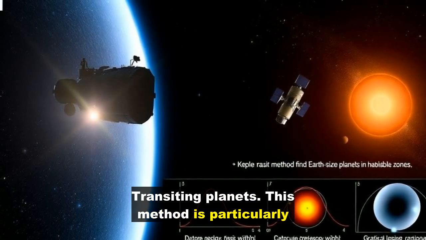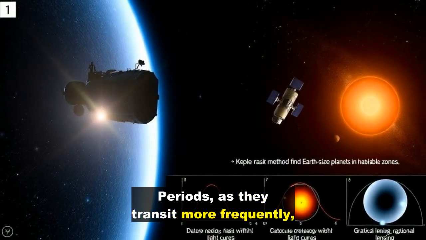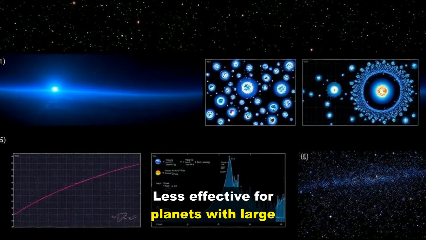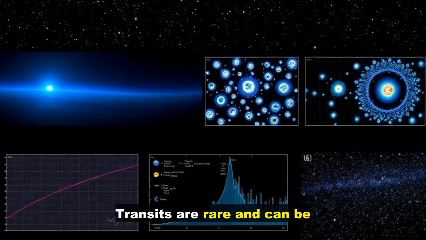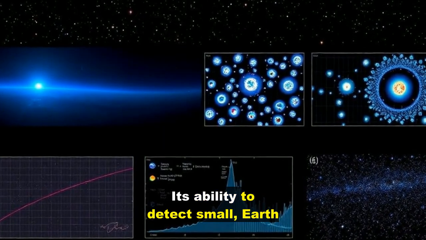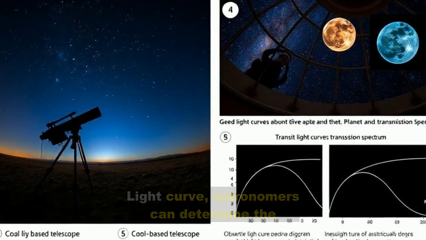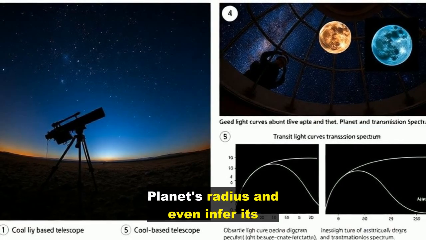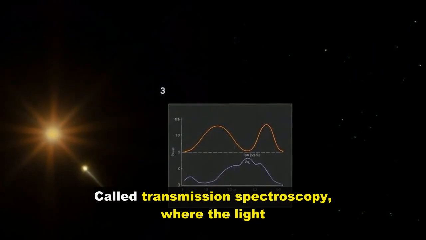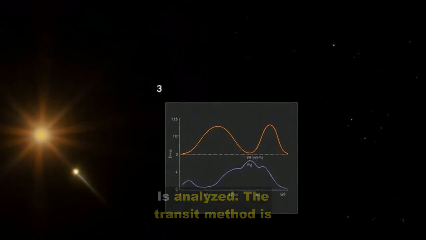transiting planets. This method is particularly effective for detecting planets with short orbital periods, as they transit more frequently, making them easier to spot. However, it is less effective for planets with large orbital periods, as transits are rare and can be easily missed. One of the key advantages of the transit method is its ability to detect small, Earth-sized planets. By measuring the depth and shape of the transit light curve, astronomers can determine the planet's radius and even infer its atmospheric composition. This is done through a technique called transmission spectroscopy, where the light passing through the planet's atmosphere during a transit is analyzed.